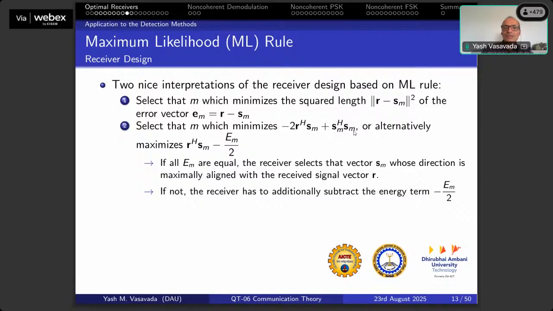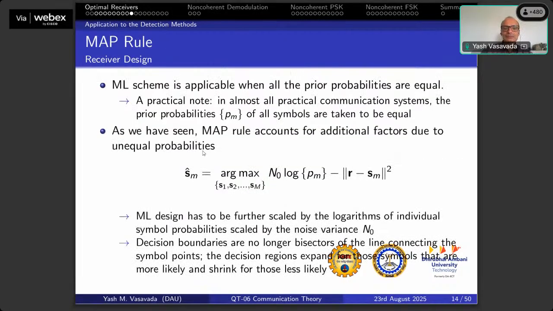Now, in addition, if all the symbols, we know ahead of time, have the same energy, then we don't even need to calculate this. We just calculate R Hermitian transpose Sm, which is basically saying that we take the received vector R, project it onto all of the M symbol vectors, and then decide on that symbol vector for which this projection is the largest. Okay, so this is yet another way of implementing the ML rule. Obviously, when priors are not equal, we have to do the full calculation.